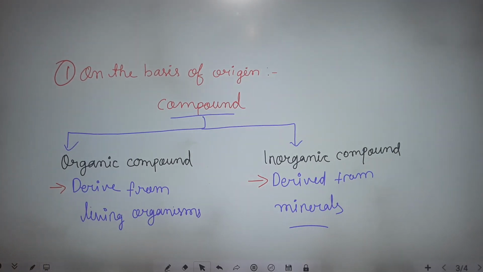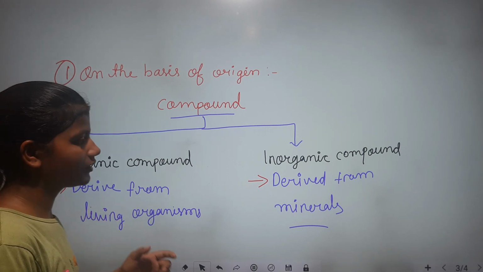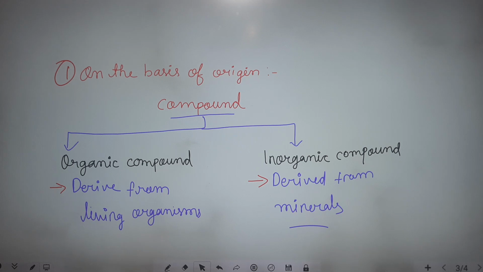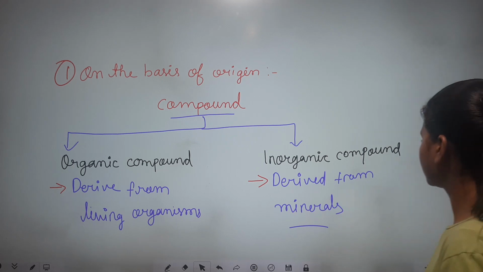Okay, on the basis of origin, compounds are divided into two kinds. First one is the organic compound and the inorganic compound. Organic compounds are derived from living organisms, okay, and inorganic compounds are derived from minerals.